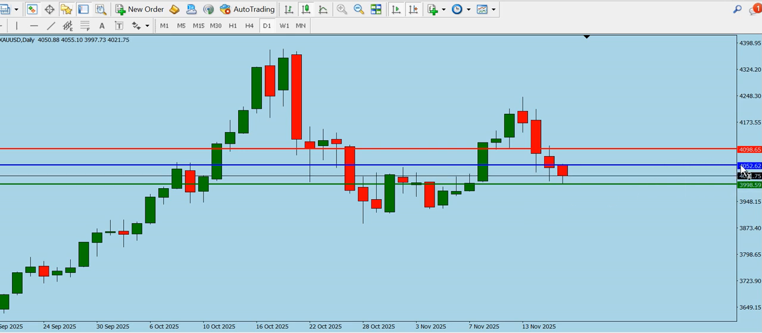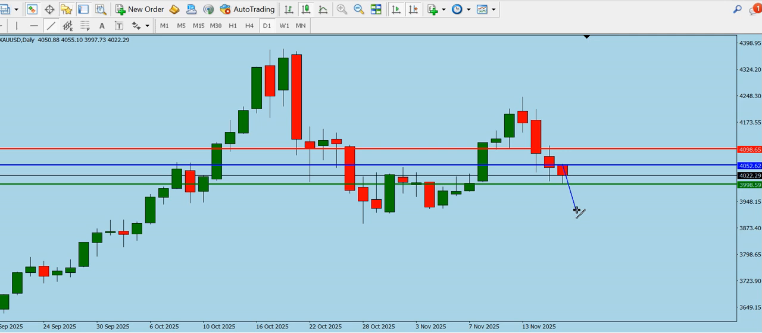The blue line shows the pivot line for today, which is at 4052.62. Price opened at the pivot area and dropped to test the first support at 3998.59, while the first resistance is at 4098.65.